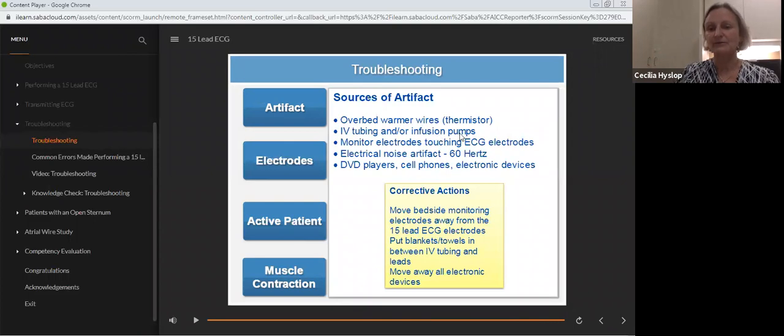IV tubing or infusion pumps, monitor electrodes touching ECG electrodes, electrical noise artifact, DVD players, cell phones, electronic devices. So corrective actions would be to move bedside monitoring electrodes away from the 15-lead ECG electrodes, put blankets or towels between the IV tubing and the leads if they are causing interference, and move away all electronic devices.